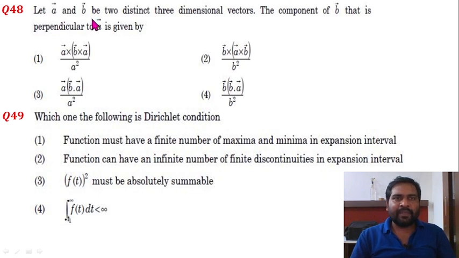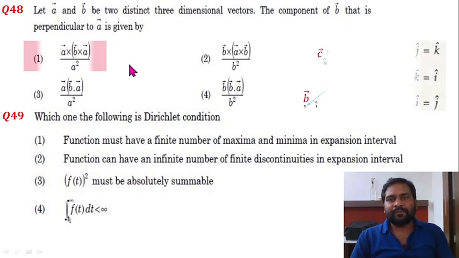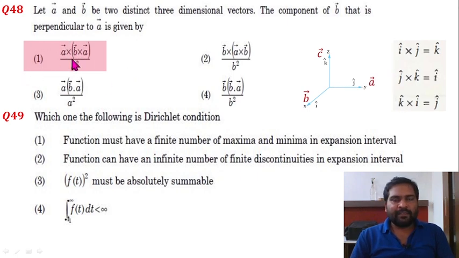Let vector A and vector B be two distinct three-dimensional vectors. The component of B that is perpendicular to A is given by. So option A is correct here. For simplicity, just take help of this.